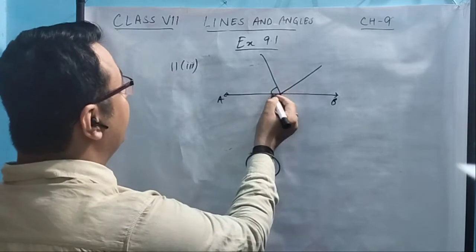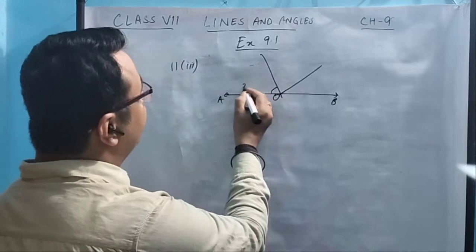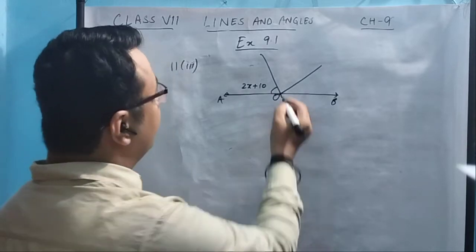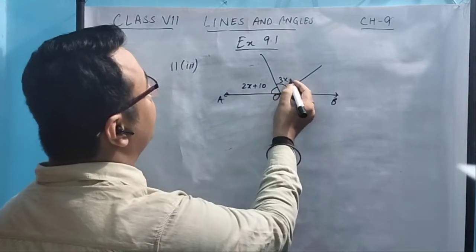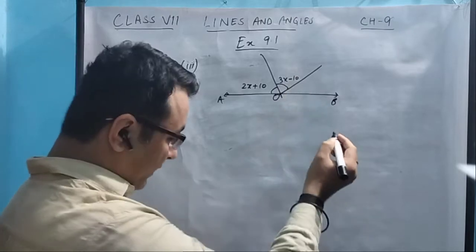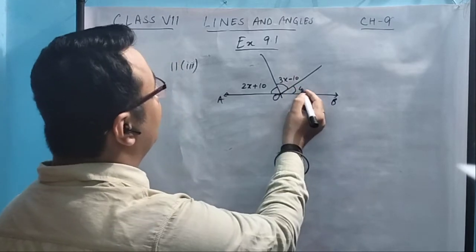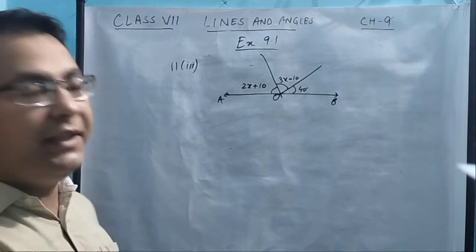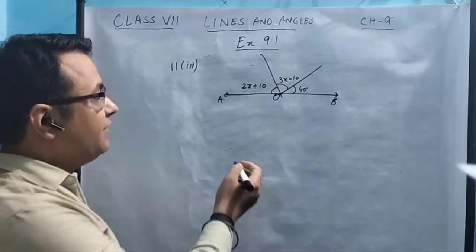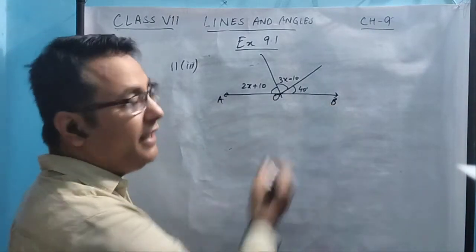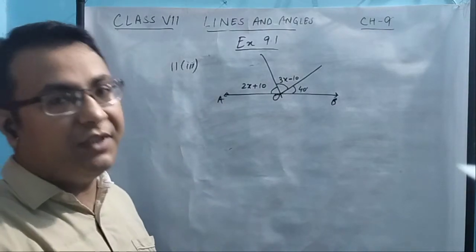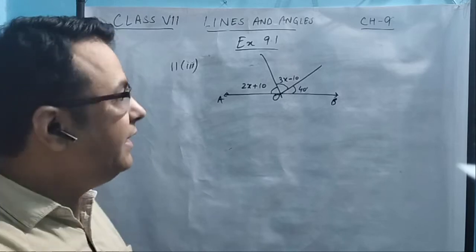This angle is given 2x plus 10. This angle is given 3x minus 10. And this angle is given 40 degree. So here in this question we need to find the value of x. As we can see, AB is a straight line, and the sum of all the angles in a straight line is 180. We have studied this in linear pair.